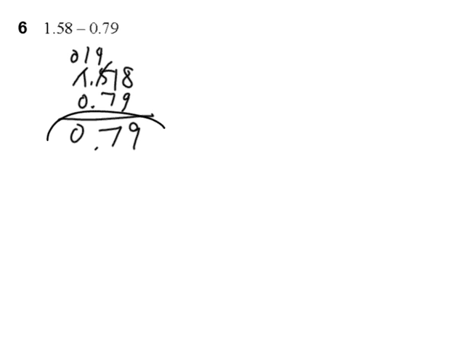Question 6, we start getting into basic, I think this is actually grade 5, maybe grade 4, subtraction of decimal numbers. So whenever we add or subtract decimal numbers, the secret is to line up your decimals. 8 subtract 9, you can't do it, so you borrow. 18 subtract 9 is 9. 4 subtract 7, you can't do it, so you borrow. 14 subtract 7 is 7, and 0 subtract 0 is 0, so you end up with 0.79 as your final answer.